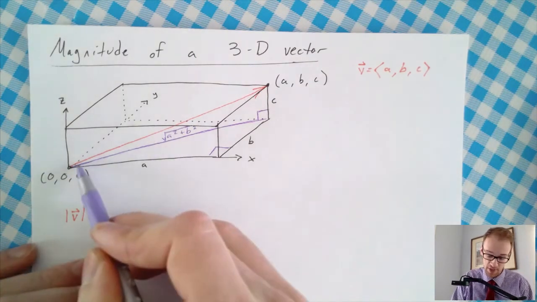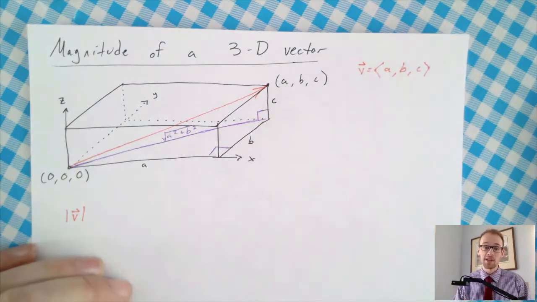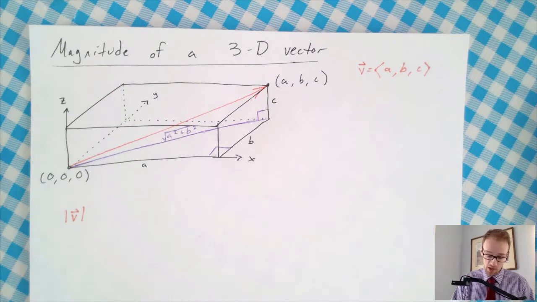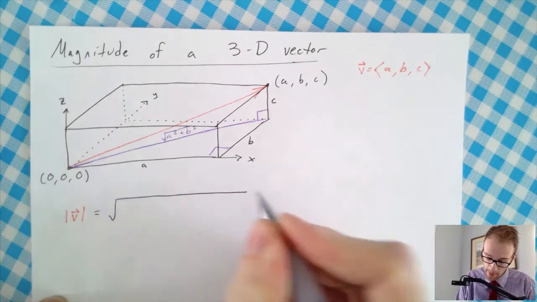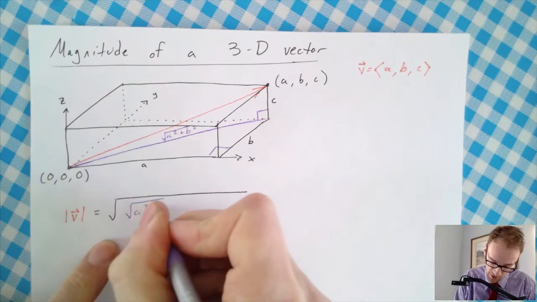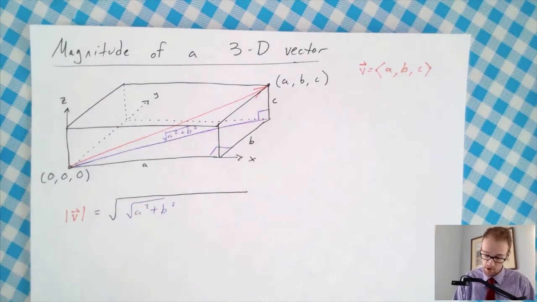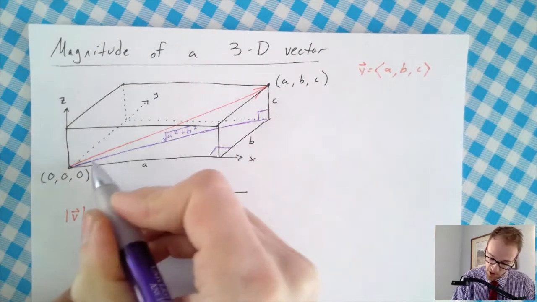We're going to use the Pythagorean theorem: one leg squared plus the other leg squared, square root of that sum. So the magnitude of vector v equals the square root of this thing squared, the square root of a squared plus b squared, squared. That's one leg of that triangle, plus c squared.